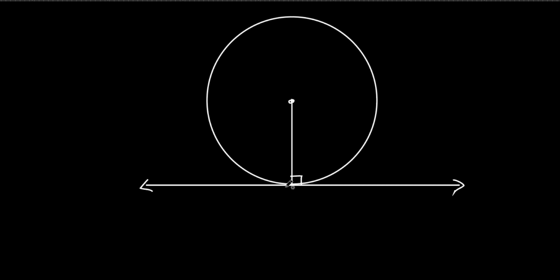So if I have a tangent, a line that hits that circle just in one point, if I take that point of tangency and I draw a radius, a line segment to the center of the circle, those are going to be perpendicular. Let's do another one.